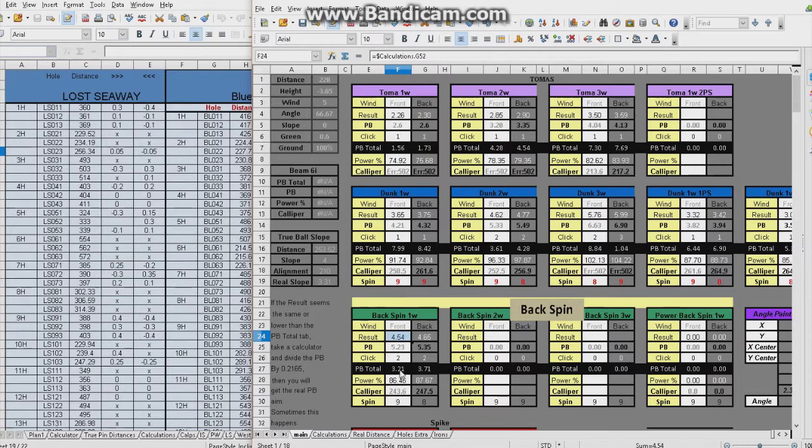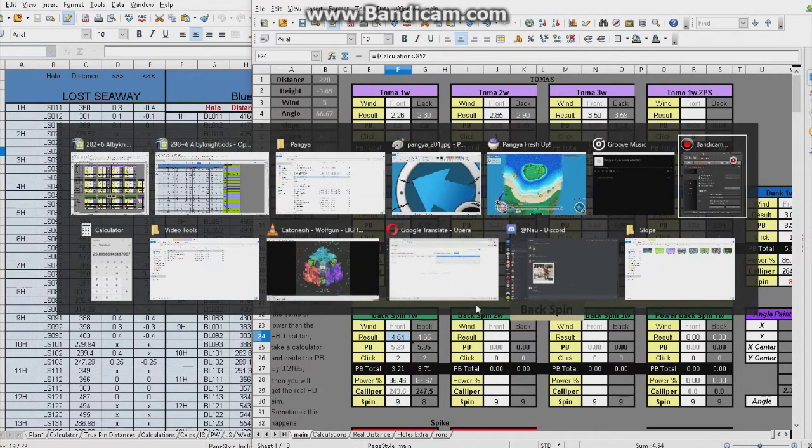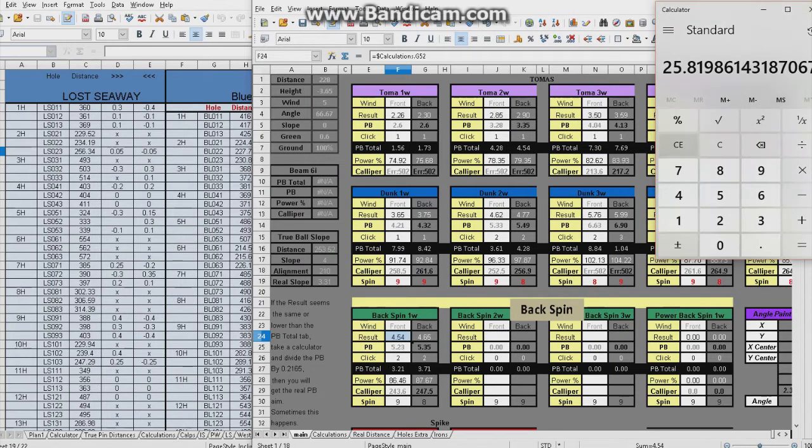And this is incorrect. I'm simply going to open up a calculator and take 4.54, divide it by 0.2165 and enter. That is our PB aim because our calculator broke. It's a large number and it has problems with calculating in some calculators. Our real aim is going to be 20.96. I'm going to round that to 21 PBs.